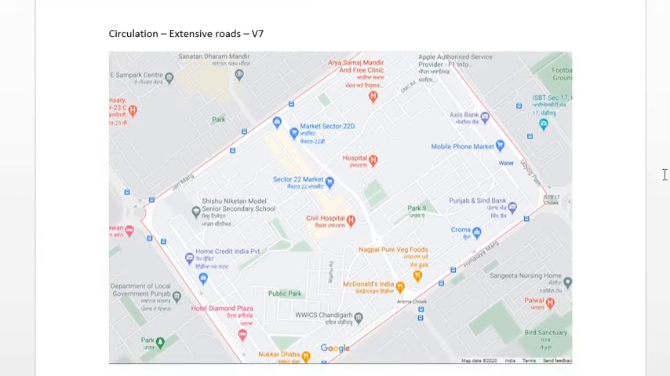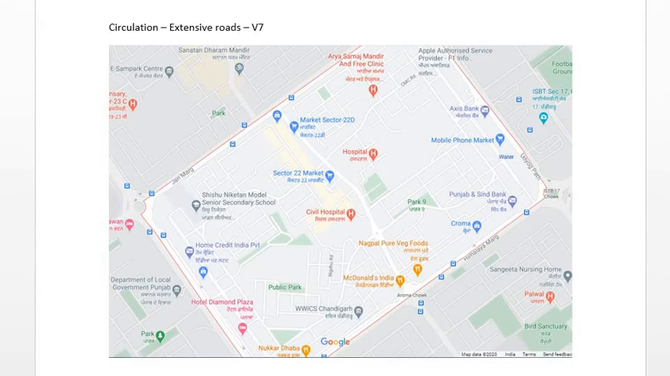Coming over to the circulation, so this circulation is nothing but the extensive roads, which was eye-catching at the very first. So Chandigarh is beautifully connected with the roads. There are extensive roads, and that extensive roads is termed as V7, where 7 represents the 7 kinds of roads which connect the Chandigarh to various places inside it.